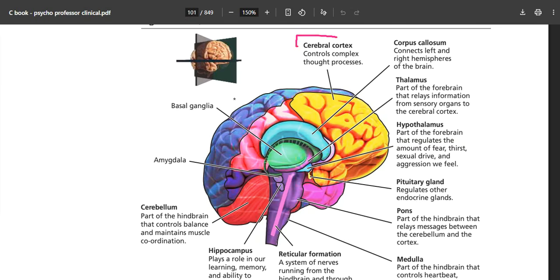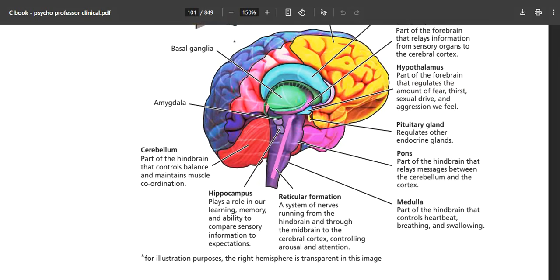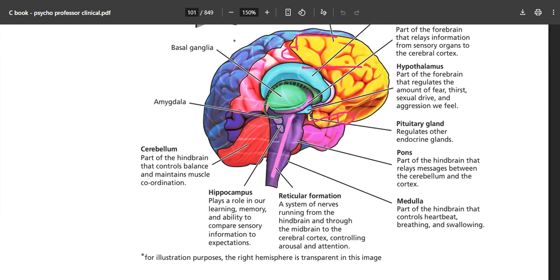And now what is the cerebral cortex? It is also given: controls complex thought processes, and it is denoting the frontal lobe, I guess, or the occipital lobe, I don't know, you have to figure out. And the RF runs from the midbrain to the cerebral cortex, controlling arousal and attention. So what you have understood about the reticular formation is that it starts from the hindbrain, moves towards the midbrain, and we don't know where it is going. And the function is controlling of arousal.